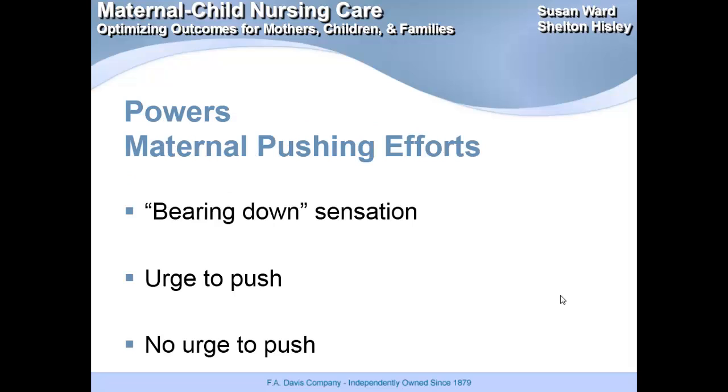So the powers. Again, with the maternal pushing effort, the woman naturally is going to want to bear down, and that's the pushing to try to get rid of the fetus. Again, it's using those abdominal muscles, which is why we talked about diastasis of the abdominal muscles and that tearing. This is why, because the woman uses her abdominal muscles to push.